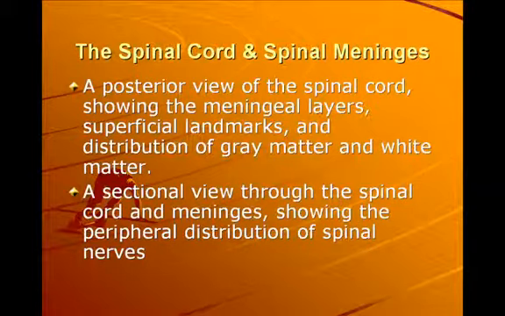The posterior view of the spinal cord shows the meningeal layers, again, as I've identified for you. Now, there is also distribution of fibers referred to as gray matter and white matter. The gray matter, remember, is unmyelinated nerve tissue. White matter refers to myelinated nerve tissue.